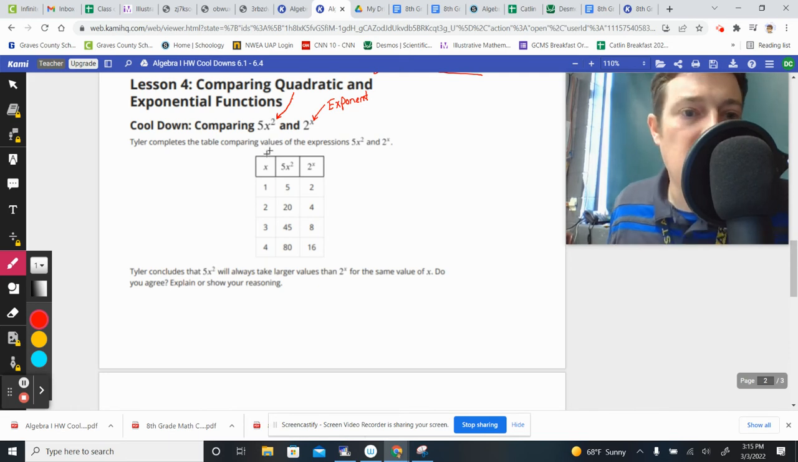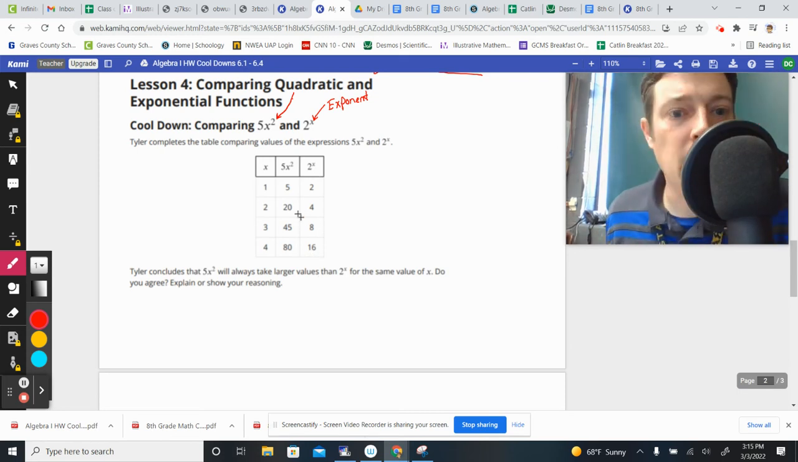So Tyler is completing this table for x values of these two expressions. 5x squared and 2 to the x power, plugging in 1, plugging in 2, plugging in 3, plugging in 4. And we notice this type of growth, 5, 20, 45, 80 for the 5x squared. And the other is doubling: 2, 4, 8, 16. The next will be 32.